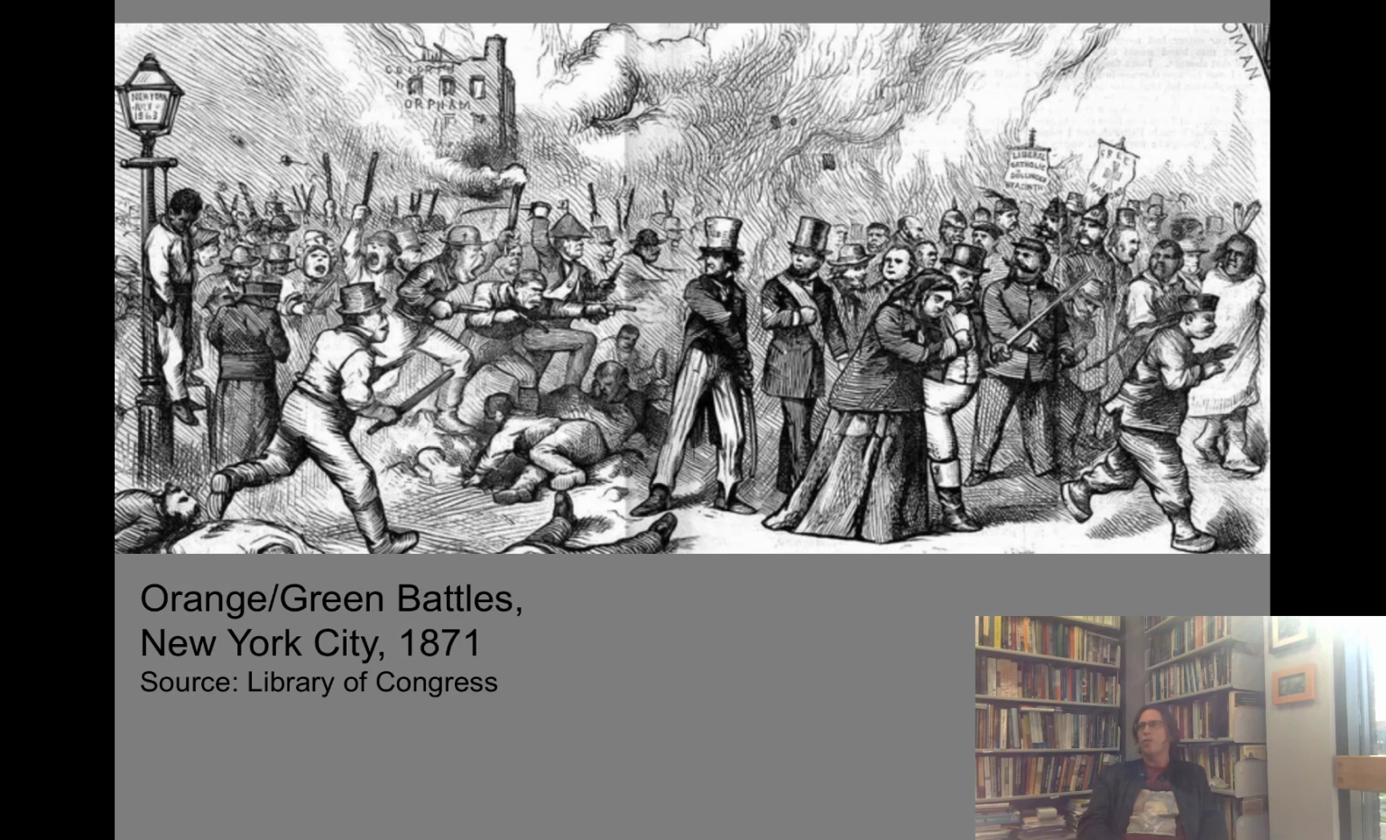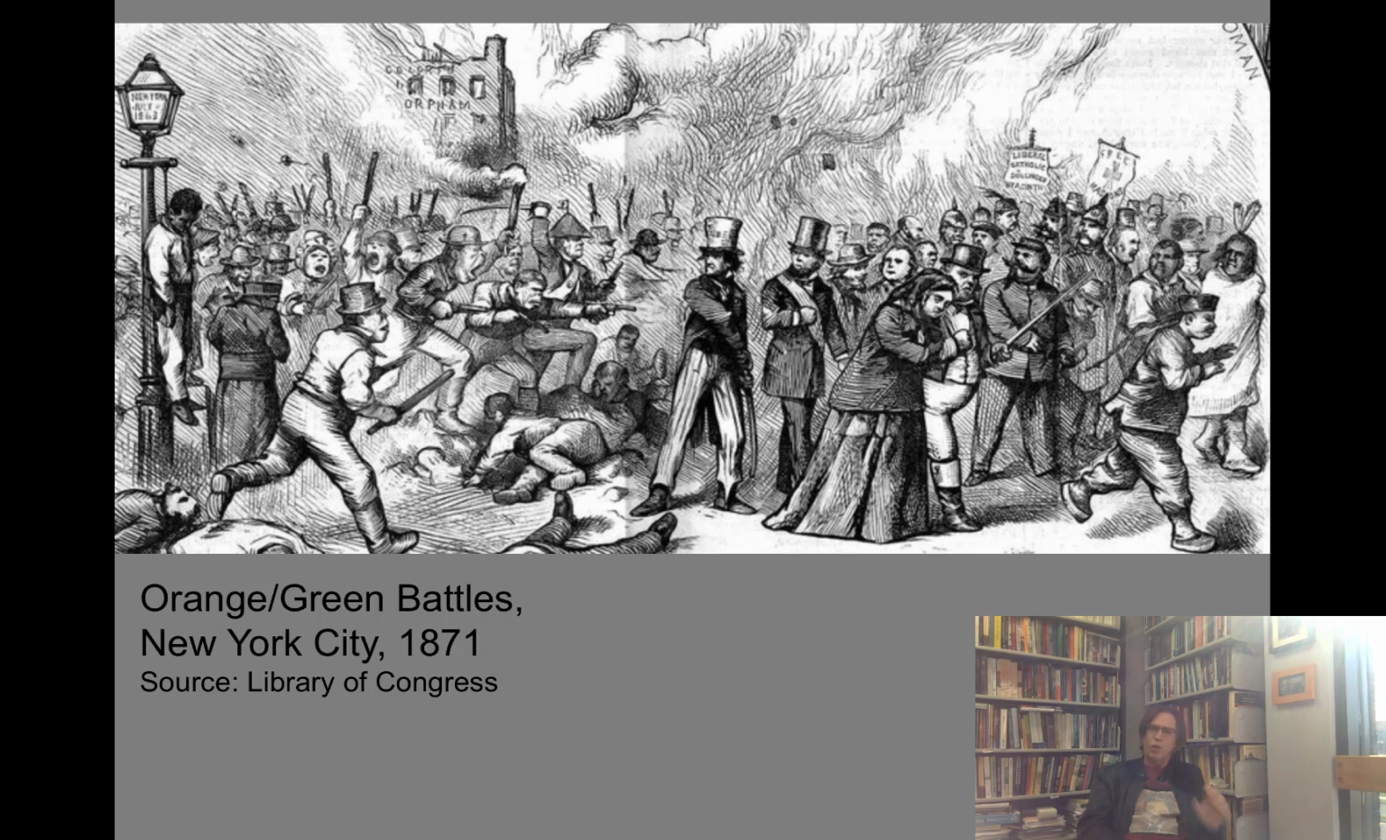Also seeing tremendous social problems caused by immigration, and some immigrants in particular. And again, we've talked about this in past weeks, but the issue of how the Irish integrate into British North American society is always a significant issue. This is an American illustration, not a Canadian one. It's from New York City in 1871. But there are riots in St. John, New Brunswick, in Quebec City, in Ottawa, in Toronto, all throughout the 19th century.